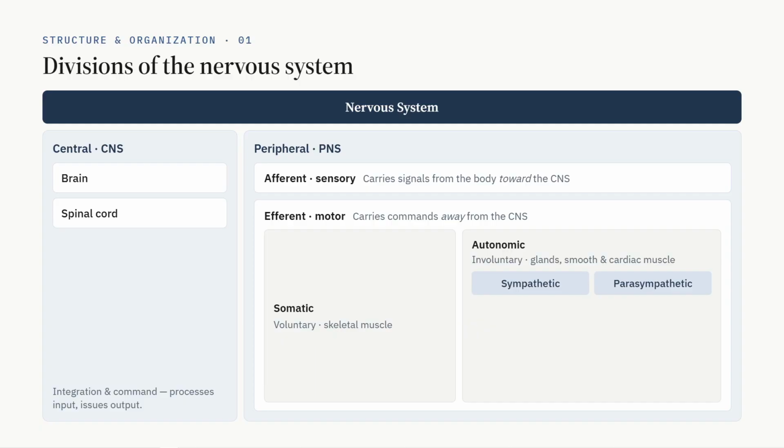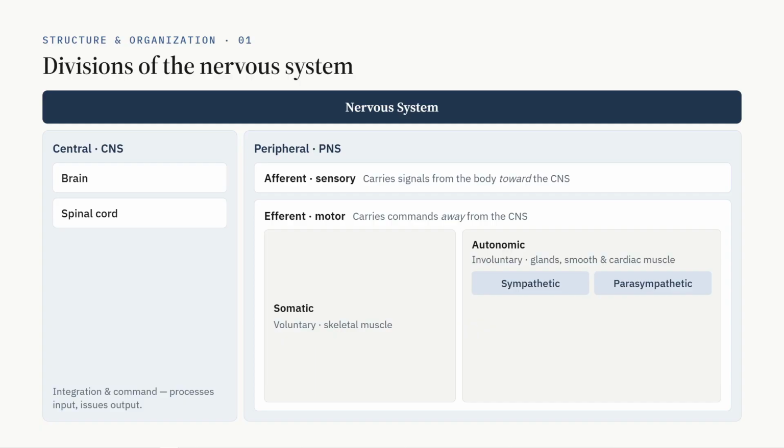Now the master map. And if you learn one diagram from this module, make it this one. At the top, the whole nervous system splits in two. The central nervous system, the CNS, is the brain and spinal cord. That's the integration and command center. Everything else is the peripheral nervous system, the PNS.